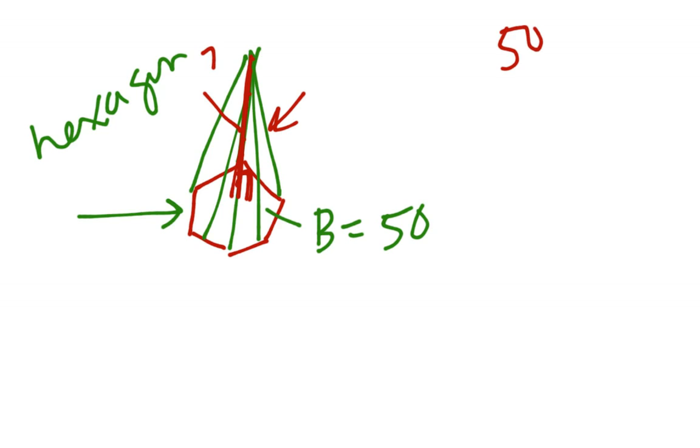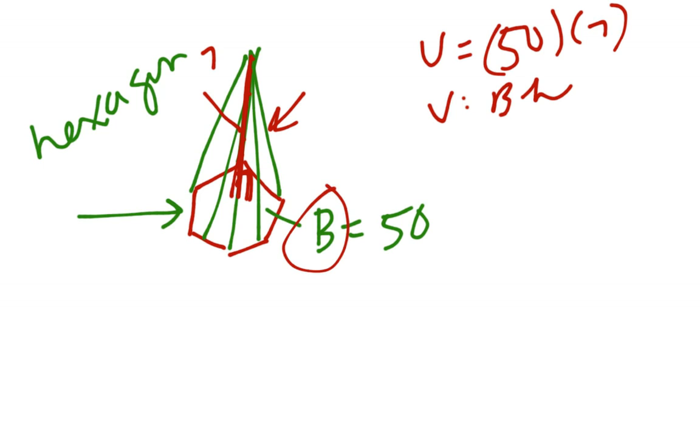So volume equals base area, B times H, 50 times 7. That's not a hard calculation if they've already given you the area of the base. And they'll do that if it's a polygon where we haven't studied the formula for that area, anything beyond a quadrilateral. But if it's a trapezoid, you need to know how to do the base for a trapezoid, parallelogram, rectangle, square, triangle, and circle.